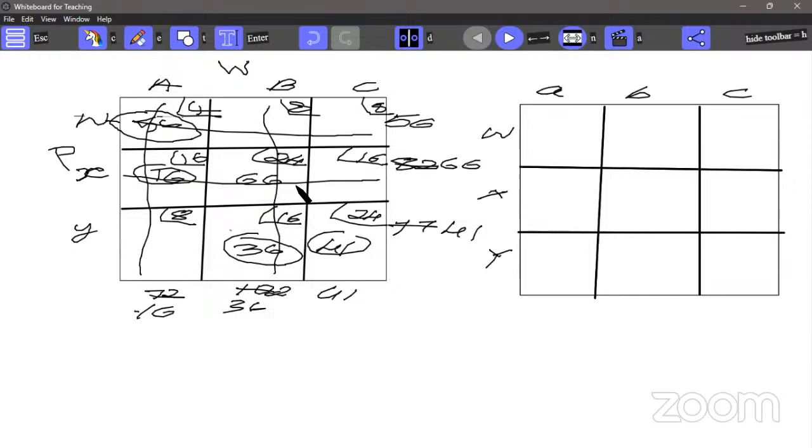And what are the unallocated cells? WB, WC, XC, YA. Unallocated cells are known as water cells. What are they known as? Water cells.